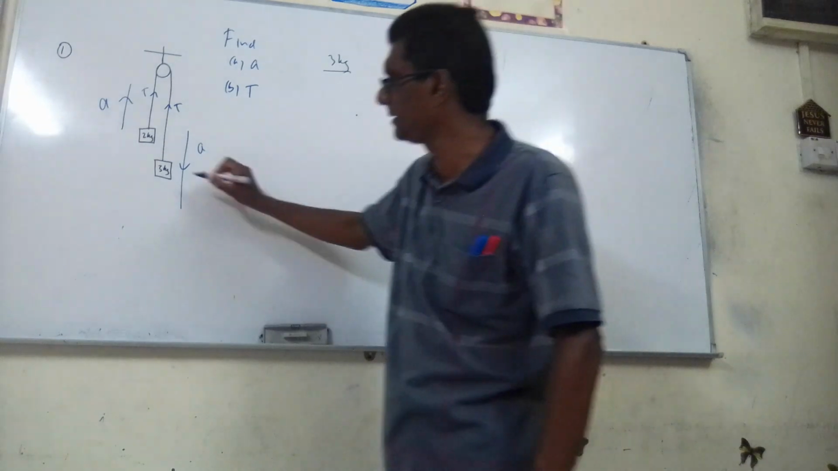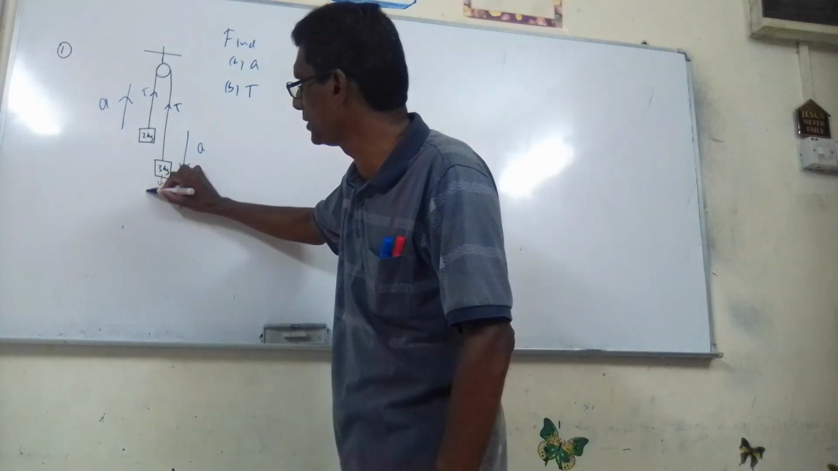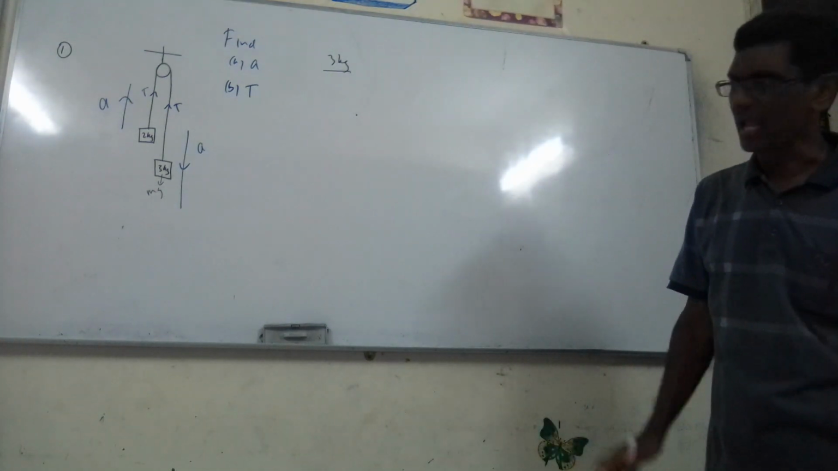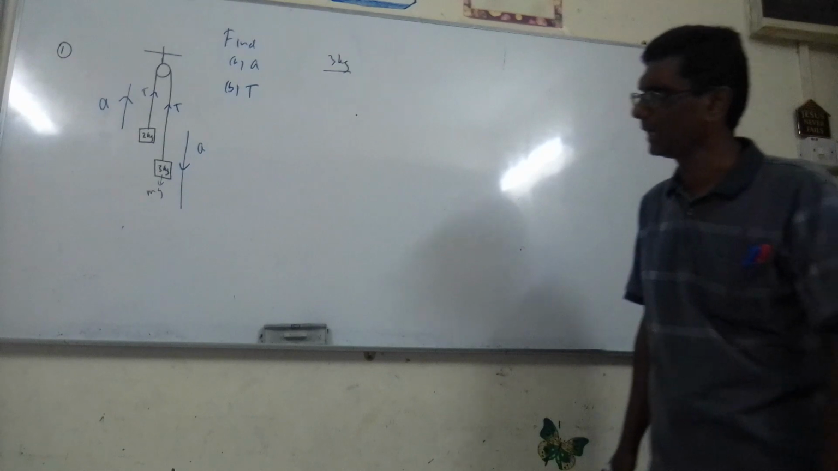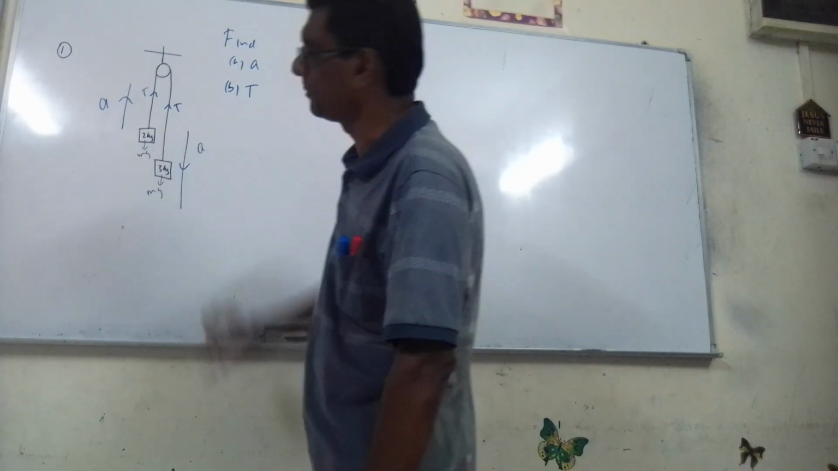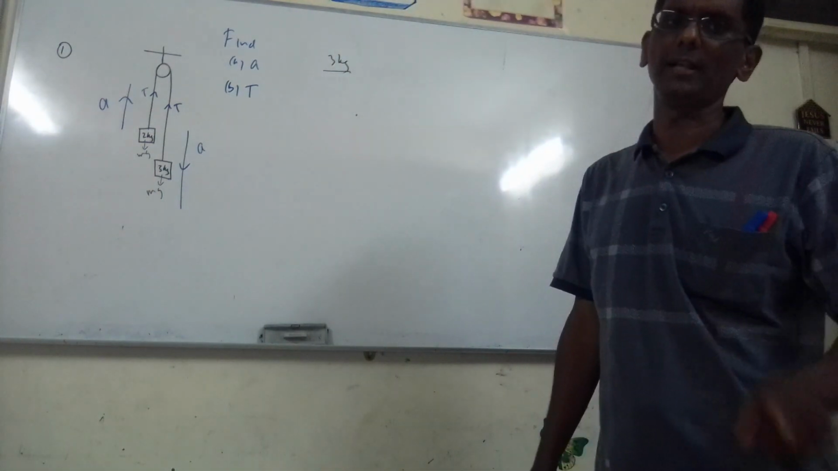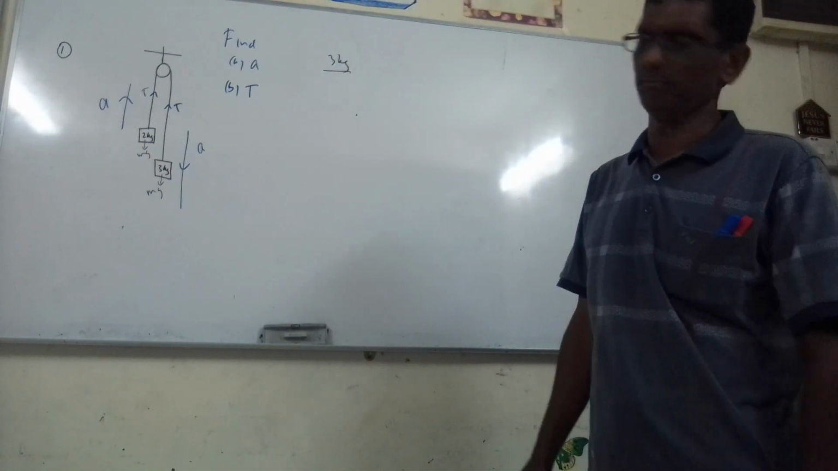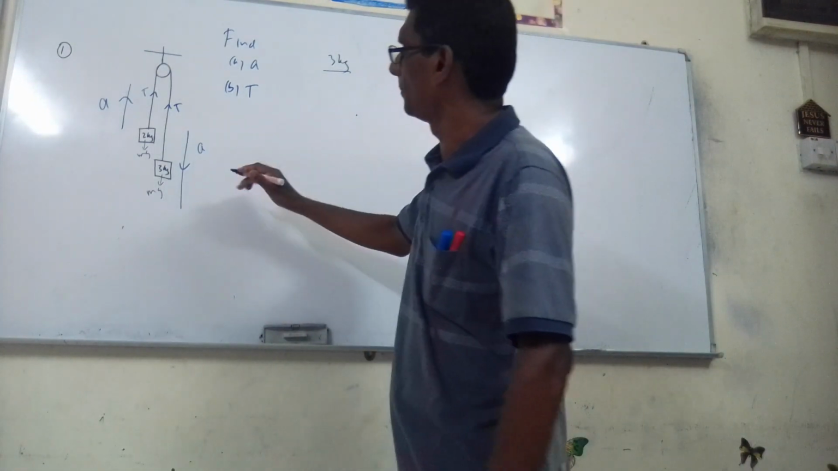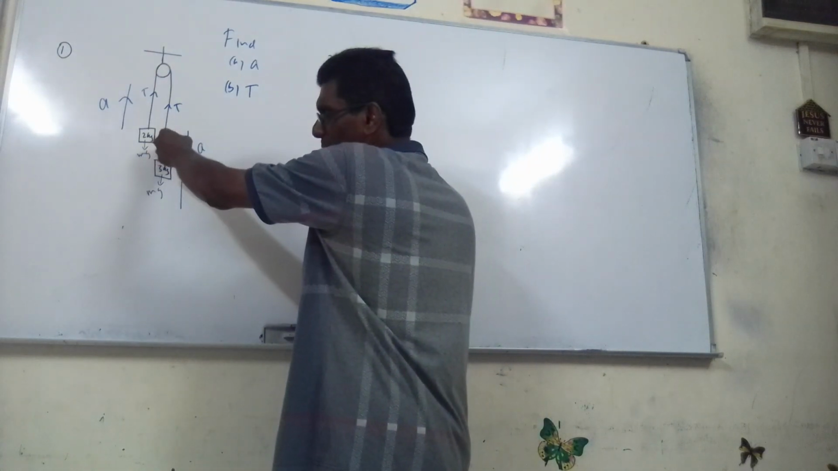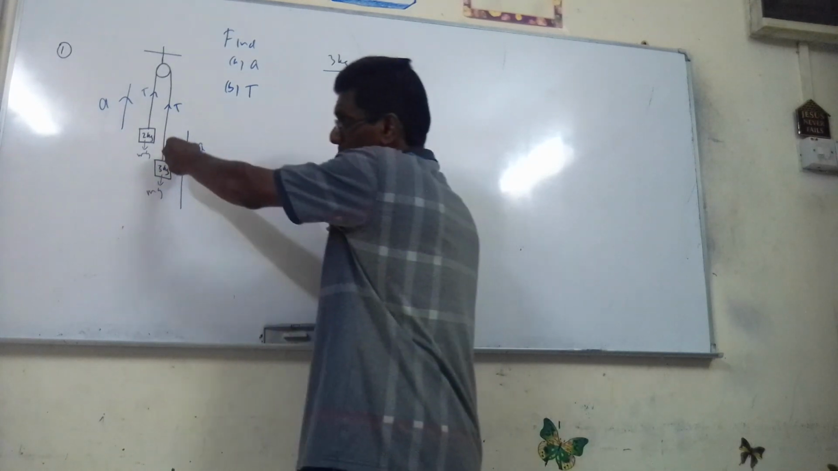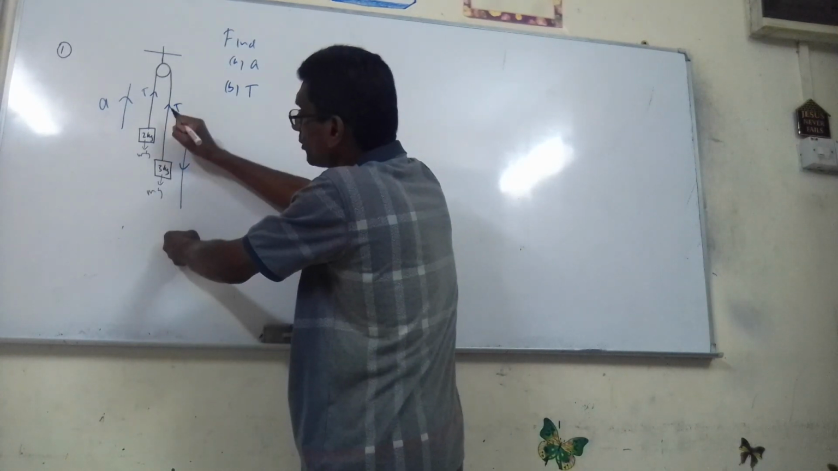So moving downwards, there's one force called mg. Mg means weight, W equals mg, M times gravity. The 3 kg object wants to pull down because it is heavier, but at the same time there's one force trying to pull up.